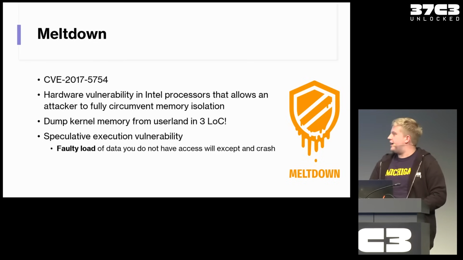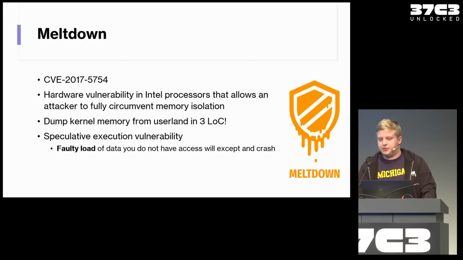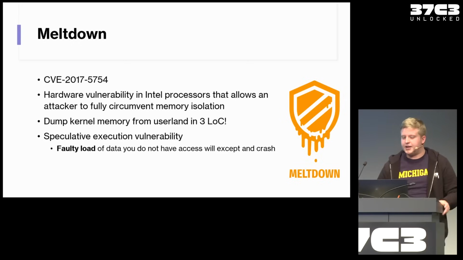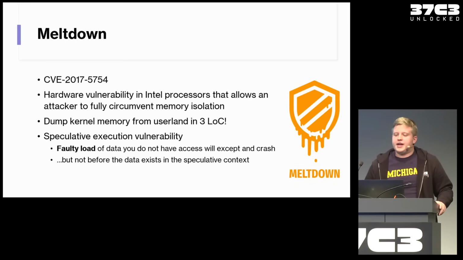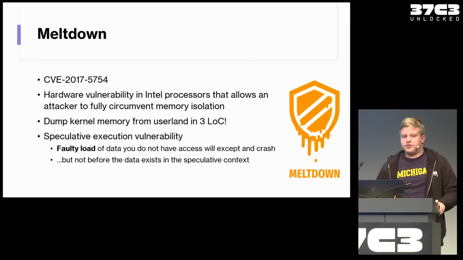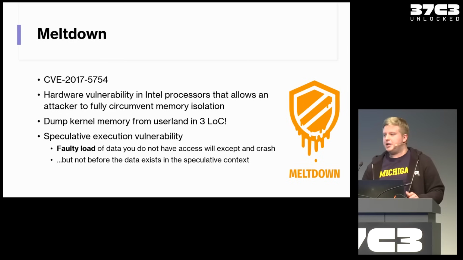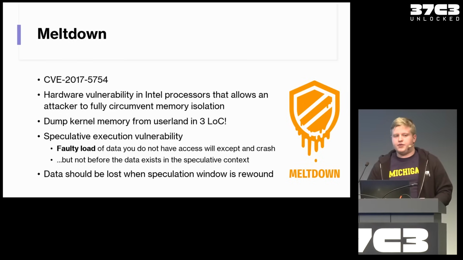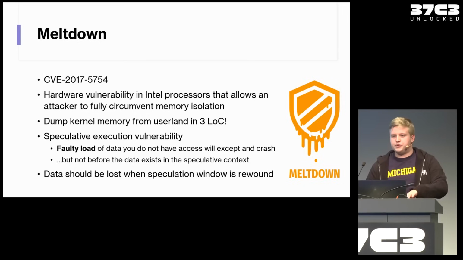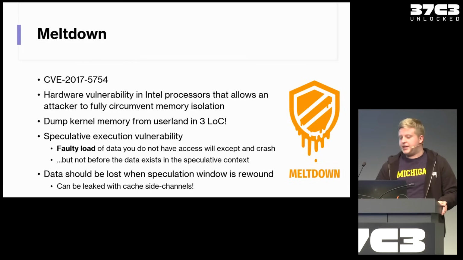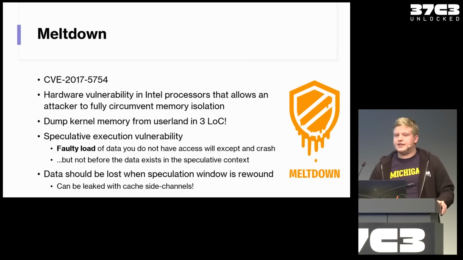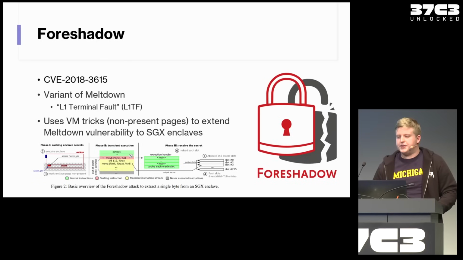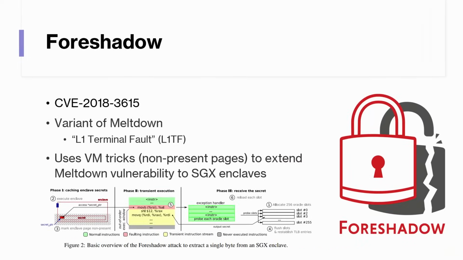What's happening under the hood is that if you do a faulty load of data that you don't have access to, it'll crash with an access violation that you would expect. But interestingly, that data actually exists in the context of the speculative window before that crash happens. So the data should be lost when the crash is retired and the window is rewound, destroying the data. But it turns out it can be leaked in the meantime with cache-based side channels. So to extend this to SGX, we use an attack called Foreshadow, which is just Meltdown with some extra virtual memory tricks to extend it to reading data out of SGX.